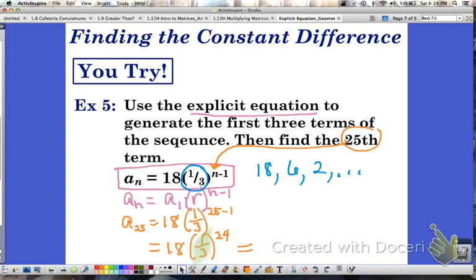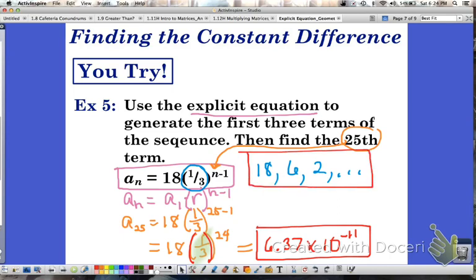So type in your calculator 1 divided by 3. In parentheses, 1 divided by 3. The reason I have to put it in parentheses is because I'm raising 1/3 to the 24th power. So 1/3 in parentheses, raised to the 24th power, and then I multiply it by 18. My answer is 6.37 times 10 to the negative 11th power. This would be the 25th term in the list. These are the first 3 terms of the sequence. This is the 25th term of the sequence. Tiny. Remember, we were dividing by 3 the entire time.